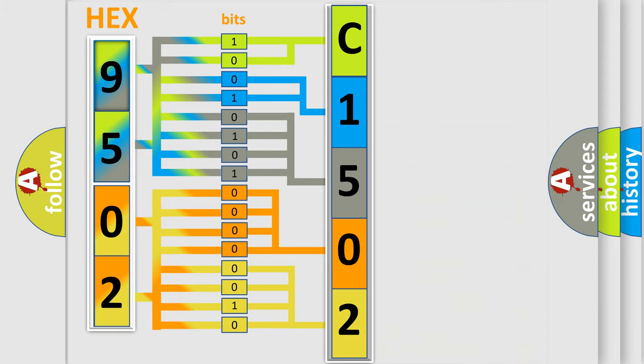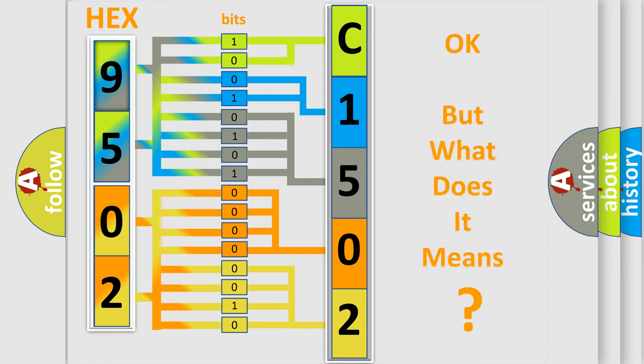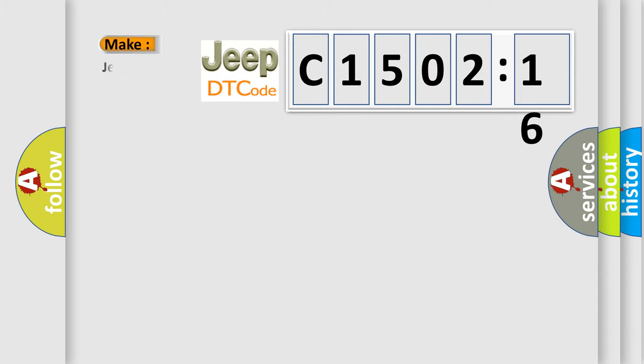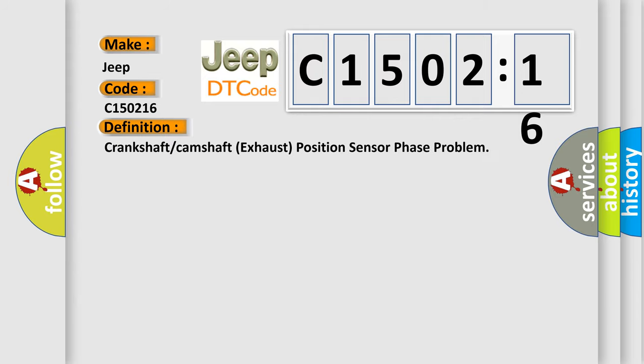We now know in what way the diagnostic tool translates the received information into a more comprehensible format. The number itself does not make sense to us if we cannot assign information to what it actually expresses. So, what does the diagnostic trouble code C1502-16 interpret specifically for Jeep car manufacturers? The basic definition is crankshaft or camshaft exhaust position sensor phase problem.